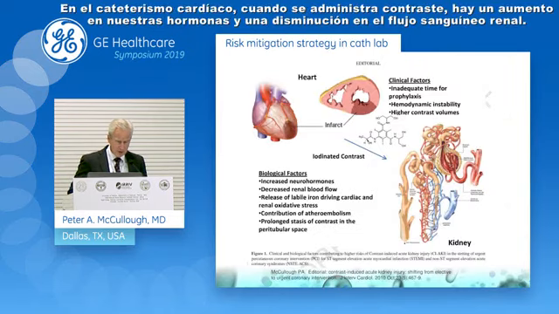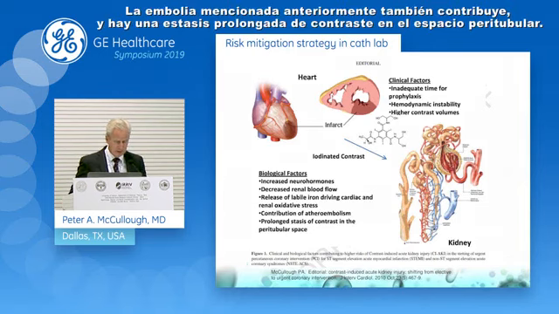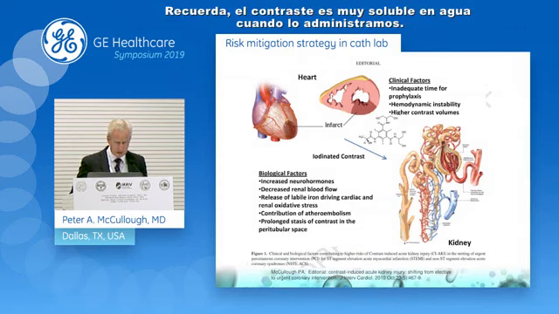In the setting of a cardiac catheterization and we're administering contrast, I want you to keep in mind there's increased neurohormones, decreased renal blood flow. There is a release of labile iron that occurs in the setting of acute myocardial infarction, and this has been demonstrated. There's a contribution of atheroembolism I've mentioned, and then there's prolonged stasis of contrast in the peritubular space. Remember, contrast is very water soluble.